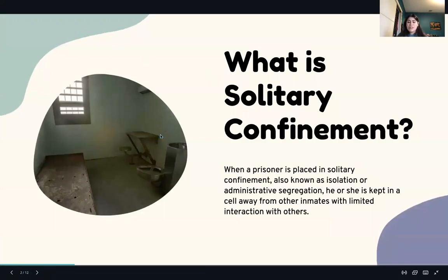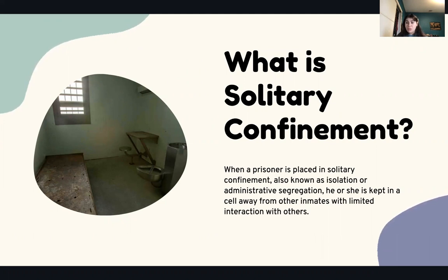Okay, so what exactly is solitary confinement? Solitary confinement is defined as the physical isolation of individuals in their cells for 22 to 23 hours a day. Inmates who are placed in solitary confinement are expected to eat, sleep, and even use the bathroom within their 6x9 cells. Usually 6x9 is the size of their cells.